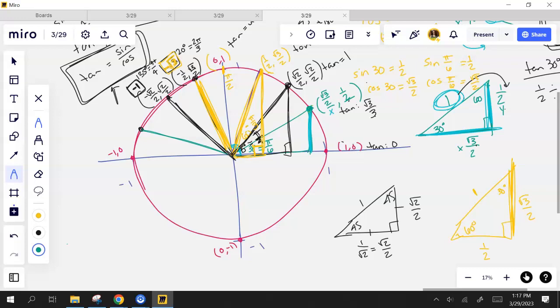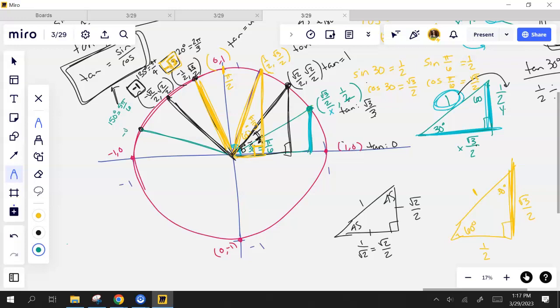Another 15 clicks. 150. 15 clicks. 5 pi over 6. Wait, are the radians the same or no? No, the radians are changing, just like the degrees.